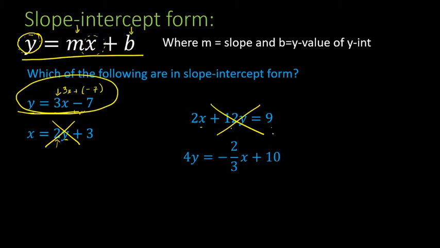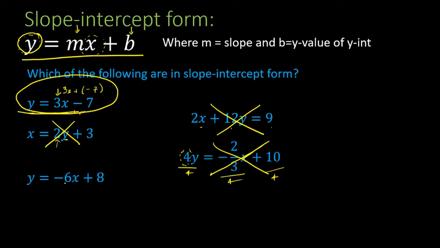This one is almost in slope-intercept form. All we would have to do is get rid of this 4 coefficient. So as it stands, it's not in slope-intercept form. If I divided everything by 4, that would put it in slope-intercept form, but as it is, it's not quite there.